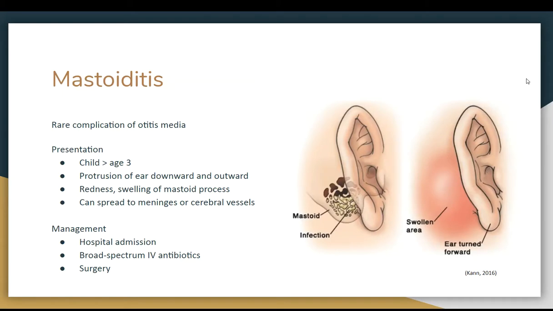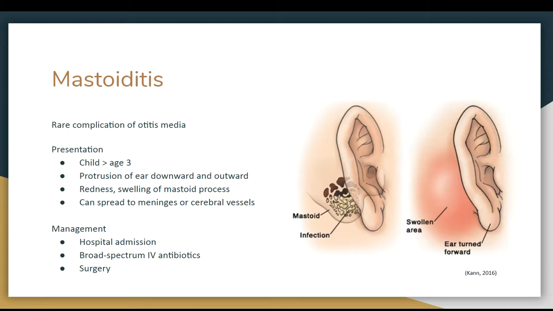Mastoiditis is not exactly an ear problem, but it's a complication of an otitis media. So this is a progression of the infection of an otitis media into the mastoid air cells that are located behind the ear. Most of the time this happens in children over 3, particularly because these mastoid air cells are not fully developed until after the age of 3, but it can happen earlier in a child who develops earlier.